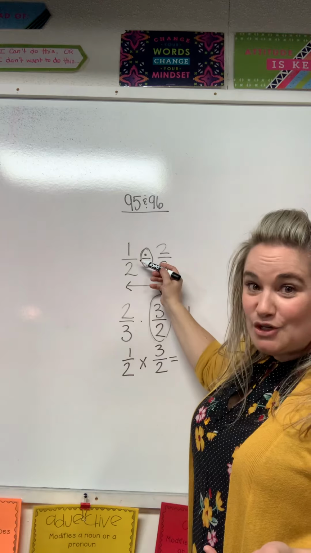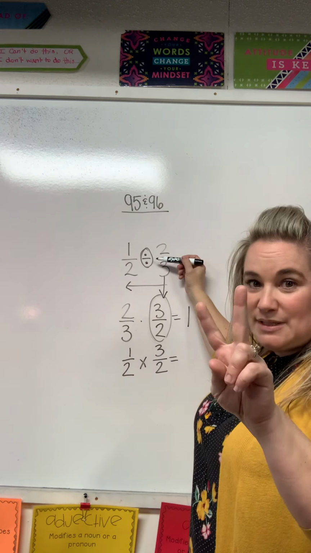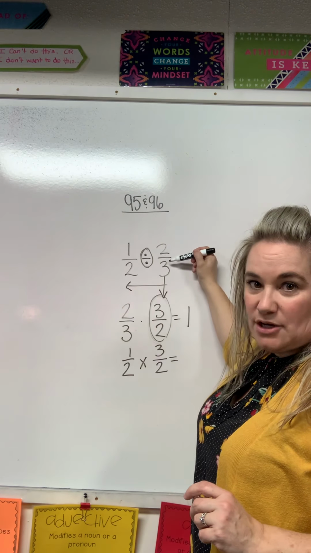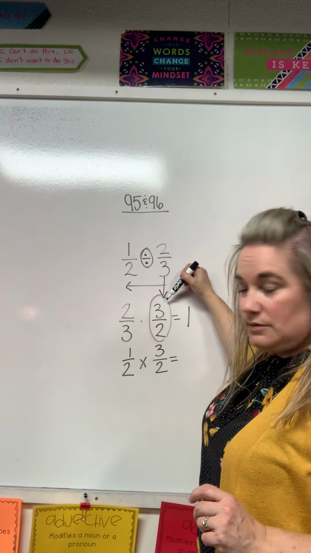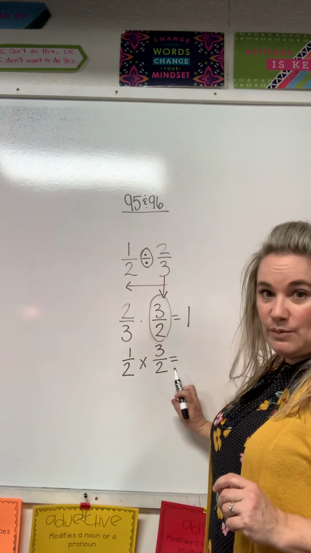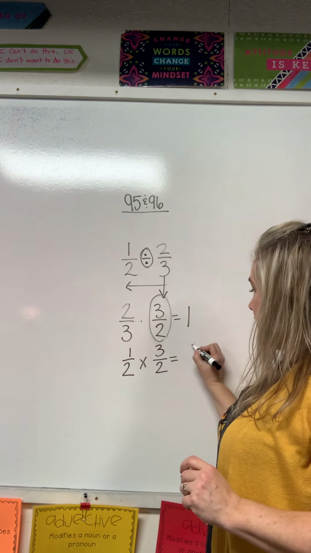We're still doing a division problem, but we've done 2 steps. We've changed our second fraction, always the second fraction, to its reciprocal, and we've changed the dividing sign into a multiplication sign. Now we multiply. 1 times 3 is 3.